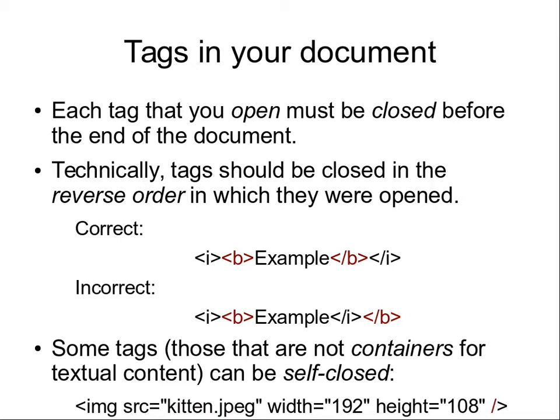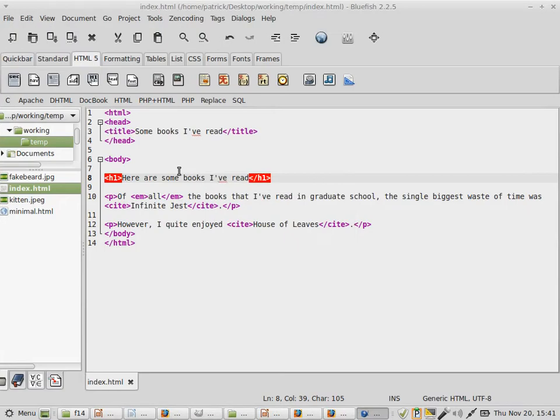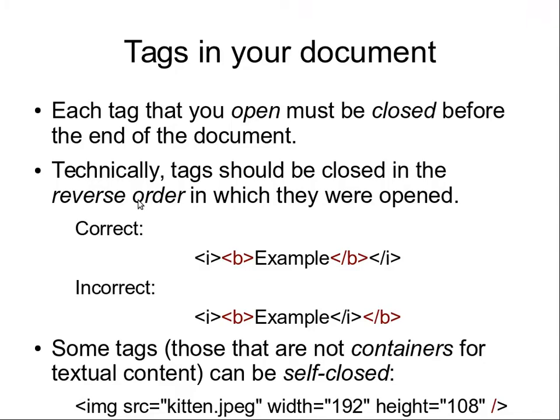Some rules for putting tags together. Every tag that you open, you have to close. So if you open the emphasis tag, you have to close the emphasis tag. Technically, you're obligated to close the tags in the reverse of the order that you open them in order to be compliant. Personally, this is one of those parts of HTML that I don't like. I don't think that in real life, text is structured this way. However, it is in fact a mandatory thing for your text to be compliant, for your HTML documents to be compliant. So here I have opening tag I, opening tag B.